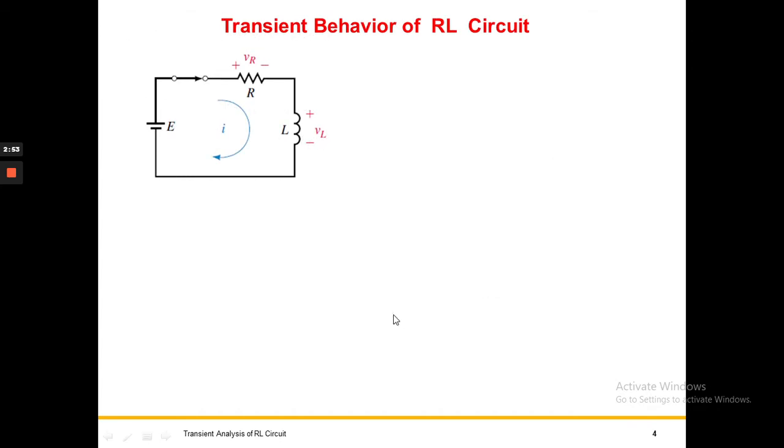Let us see the basic transient behavior of an RL circuit. Consider the simplest case. You are connecting a series resistance and inductor across a DC voltage through a switch. You are closing this switch at time t equal to 0. Then a closed loop is established and a current will be established. If you write down Kirchhoff's voltage law around this circuit, the algebraic sum of voltages around this loop should be 0.